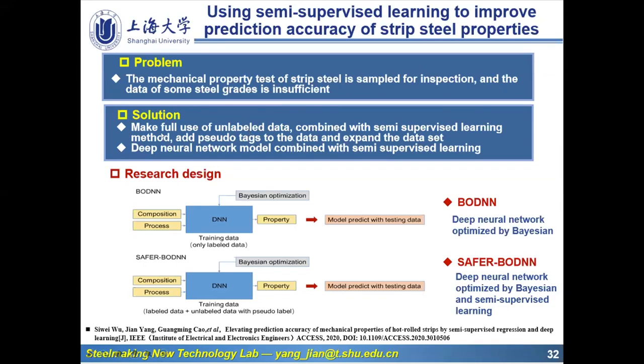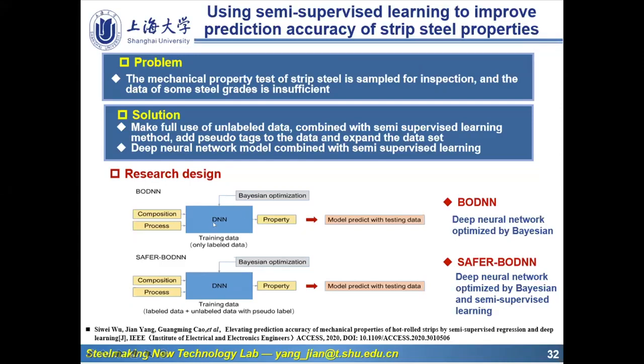So we make full use of this unlabeled data combined with the semi-supervised learning method, and add pseudo labels to the data to expand the data set. We use the deep neural network model combined with semi-supervised learning. In this study, we compare two models. One is Burden, a deep neural network optimized by the Bayesian method. The second one is Safer Burden, a deep neural network optimized by the Bayesian method and semi-supervised learning.